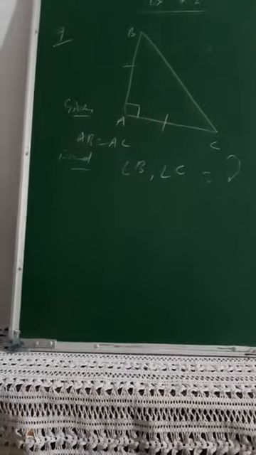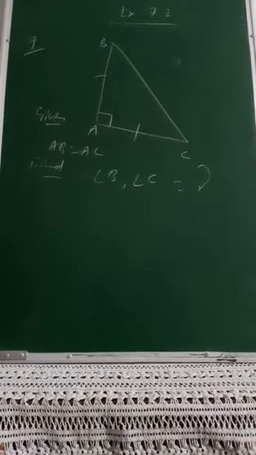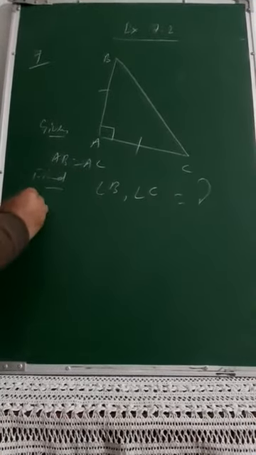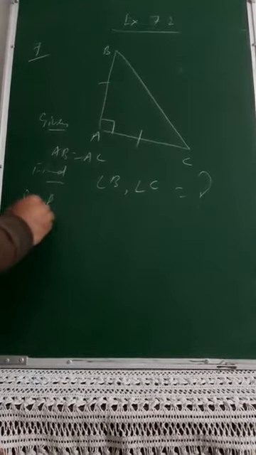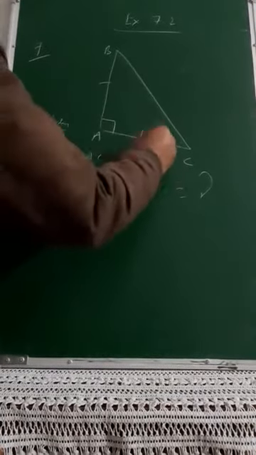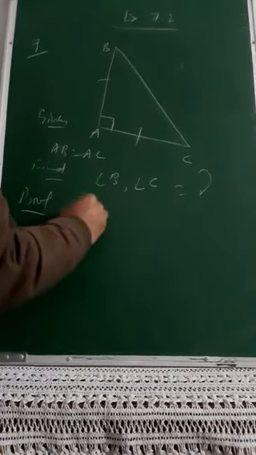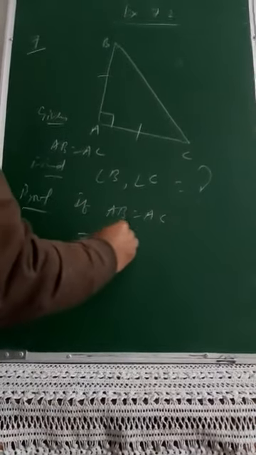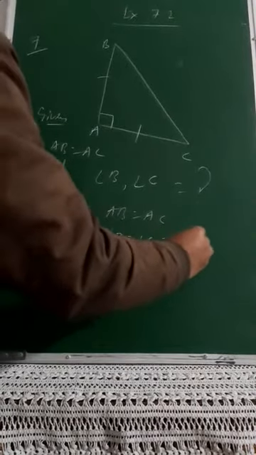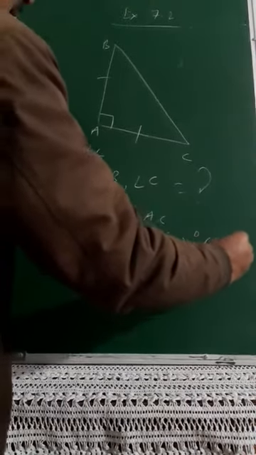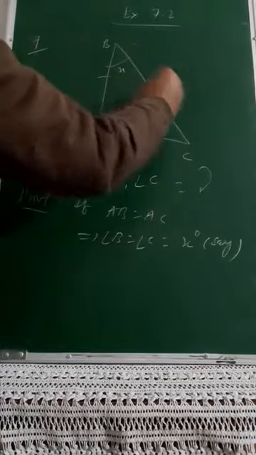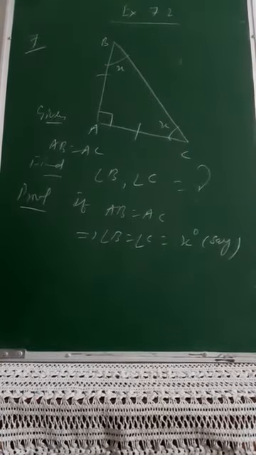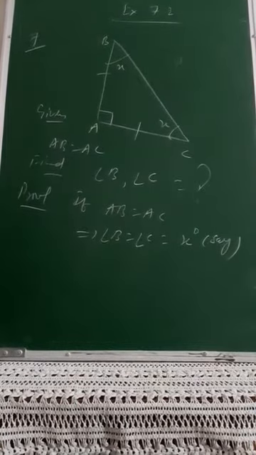So very simple question from your triangle angle sum property. If AB is equal to AC, this implies angle B will also be equal to angle C, say x degrees each, let us say. So if this is x, this is also x. Converse of your isosceles triangle angle property: two sides are equal, then their opposite angles are also equal.